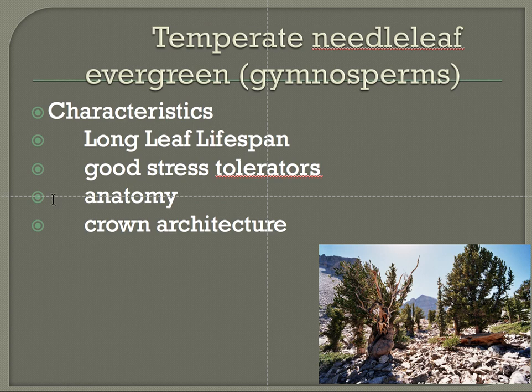So our temperate needle-leaf evergreen trees, or our gymnosperms. Here are some of the characteristics of this plant functional group. Typically, we think of these as having a long leaf lifespan. What that means is after a tree grows an individual needle on the tree, it keeps that needle or that leaf for a really long period of time, which is kind of intuitive. It's not like a deciduous tree dropping them every year. It's hanging on to them for a long time. And we have examples of trees that will hang on to their needles for 25 to 30 years. So they're reusing those needles a really long time.